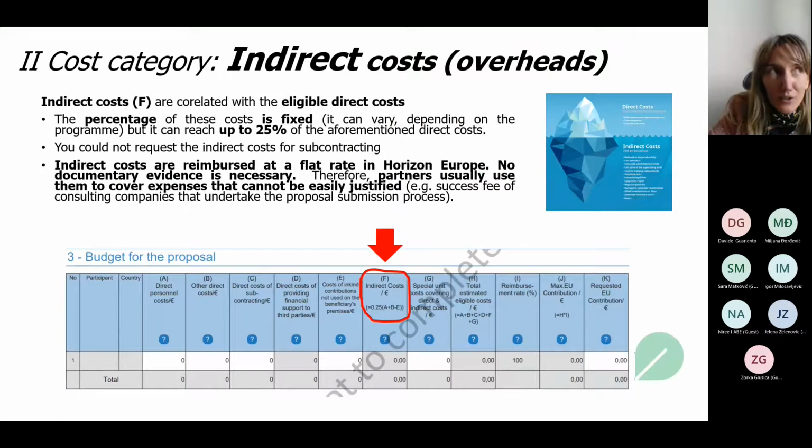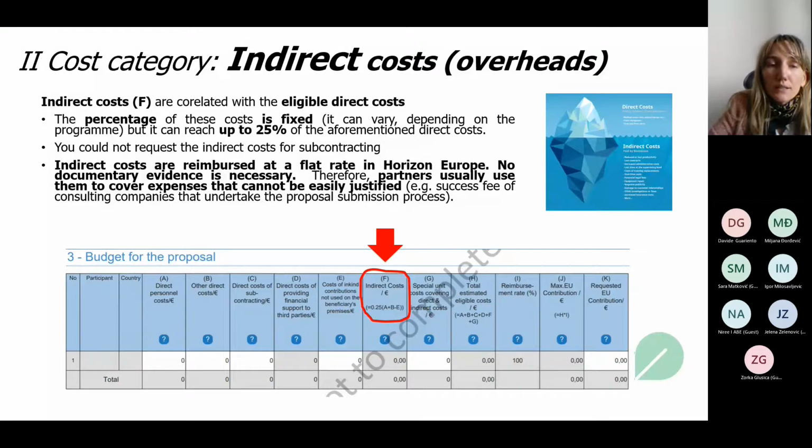Next, the second cost category: we are coming to indirect costs, or, as you may find somewhere, overheads. Within the budget proposal table, they are marked with the letter F, and they are correlated to the eligible direct costs. The percentage of these costs within Horizon Europe is fixed, of course. It can vary depending on the program, but usually it can reach up to 25% of the aforementioned direct costs. As I already said, you cannot request indirect costs for subcontracting.